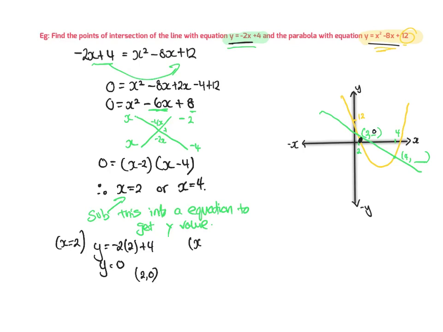When x equals 4, we have y equals negative 2 times 4 plus 4. So that would be negative 8, so negative 4. So we end up with y equals negative 4, so 4 and negative 4 is the other point, so over here. There's the point. So we've solved the two equations and we've found the points. You could have subbed in using this equation and you still would have got the same number.